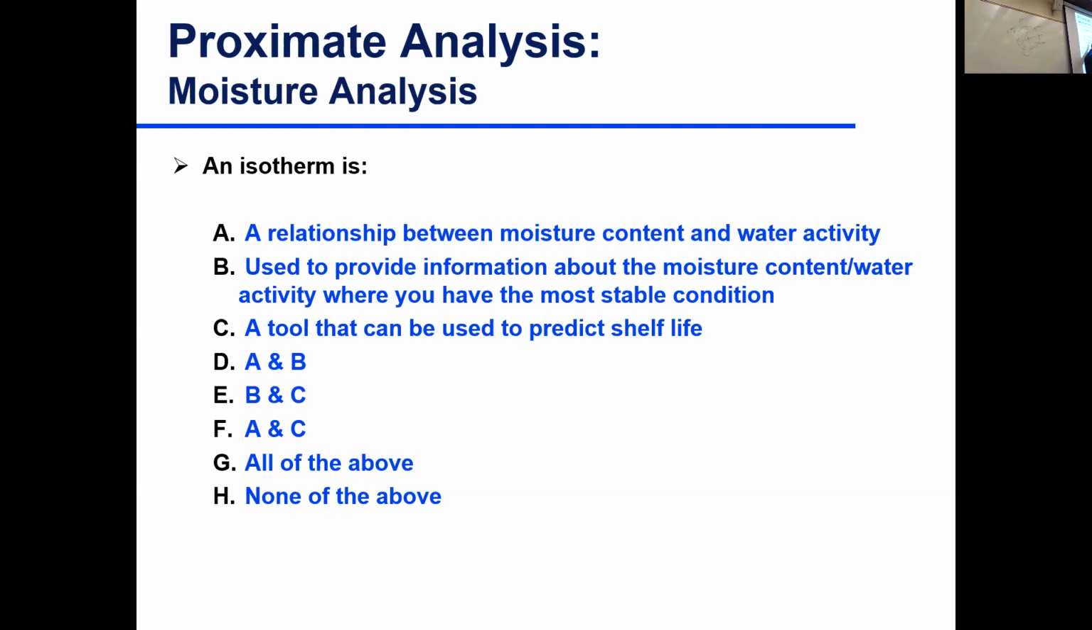Yes, it is a relationship. So you have, it depends, but normally we have the water content on the y-axis, and then water activity on the x-axis. And the relationship gives you this wonderful graph we call an isotherm. And there are so many different equations to determine an isotherm.